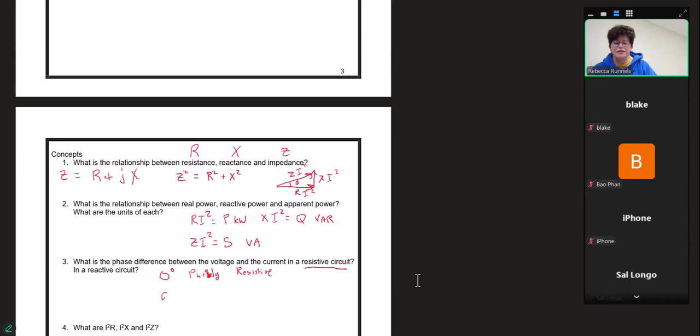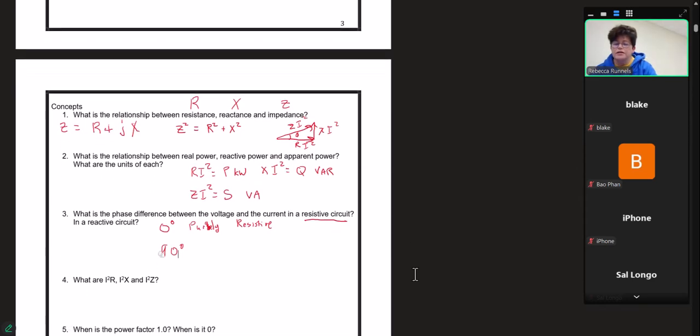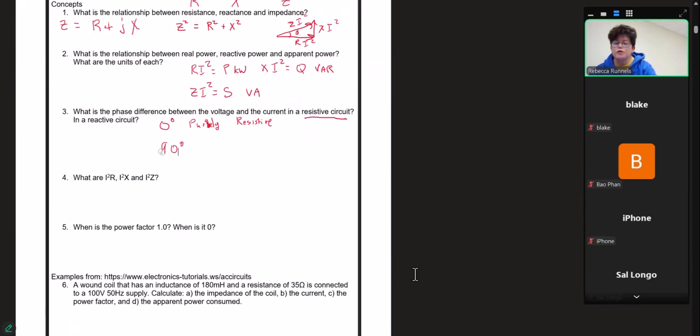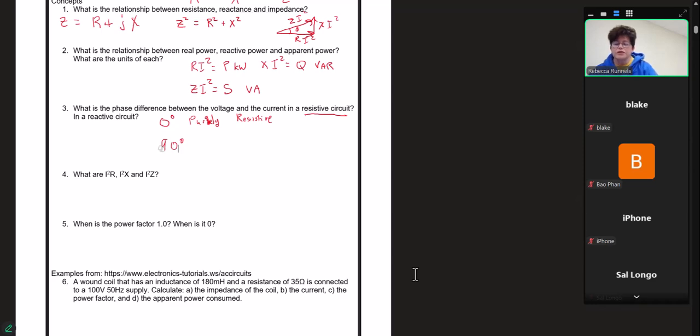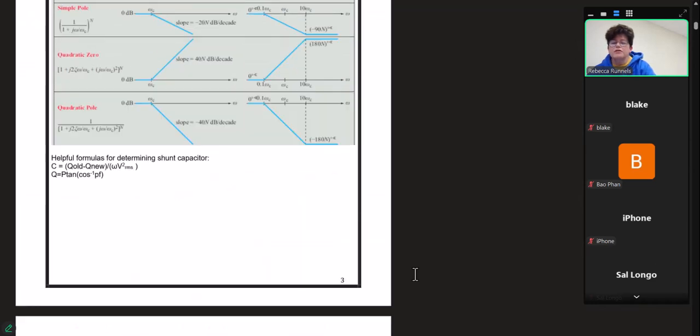Well, it would be 90 degrees. You can't tell unless you say leading or lagging whether or not you're talking about which direction your 90 degrees is, if it is ahead or behind. And I already answered 4. So these things, and you can also see them on our first page.